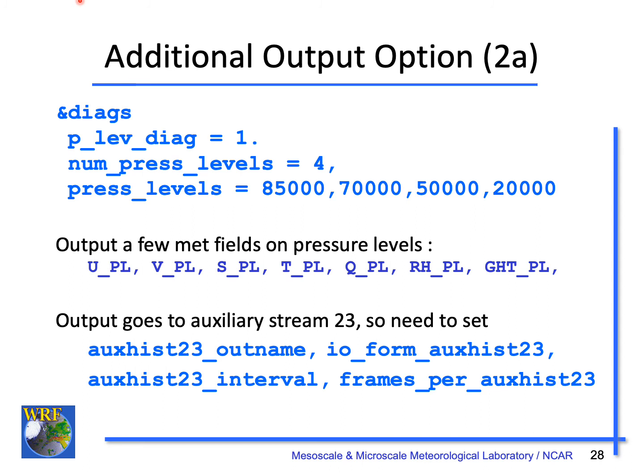The second output option is to write out a selection of model fields on constant pressure levels. The standard model output is on model levels, which are terrain following, which makes the viewing of the data complicated at times. This is activated by setting p_lev_diags equal to 1, and we can set the number of pressure levels and the levels themselves for output. The variables in this output will be more familiar to us, such as temperature, relative humidity, and geopotential height. The output goes to output stream 23, and the I/O variables associated with stream 23 need to be set in the namelist file.